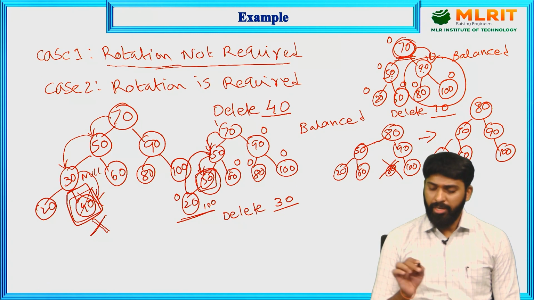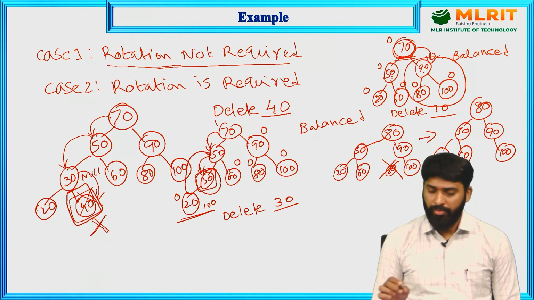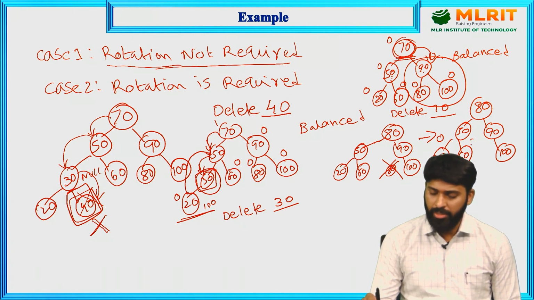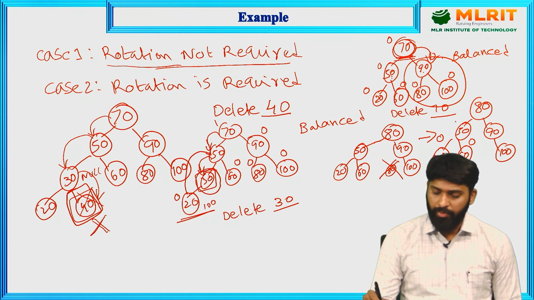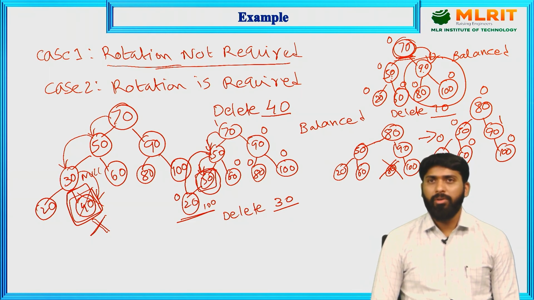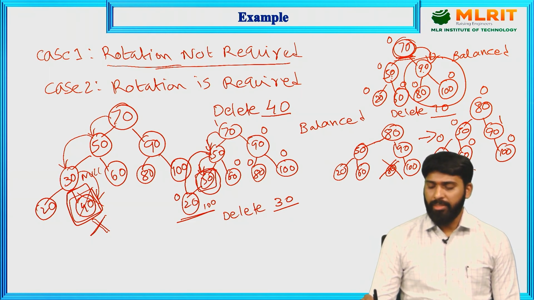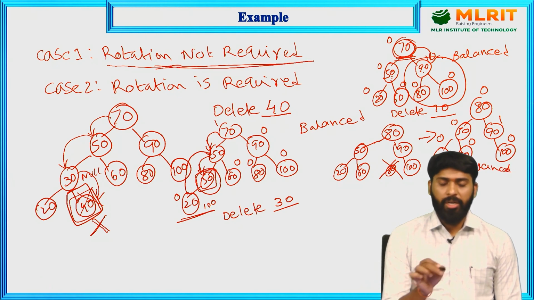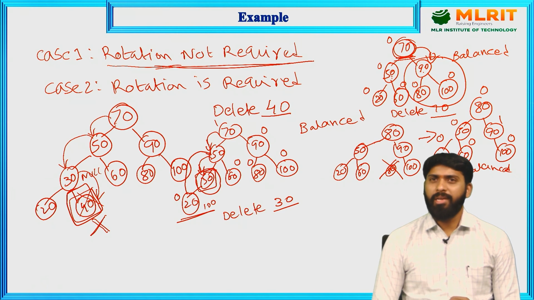Now again find the balancing factor. For 20 it is 0, for 60 it is 0, 50 is 0, 80 is 0, 90 and 100 are 0. Okay, now it is balanced. So rotation is not required. Okay, this is case 1.